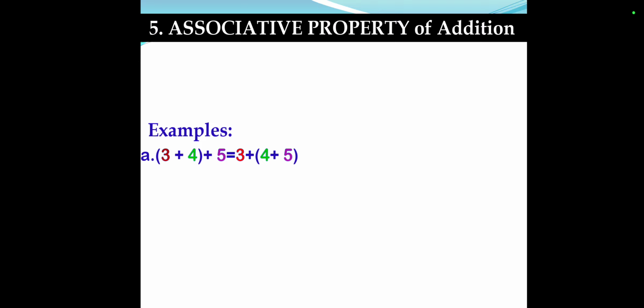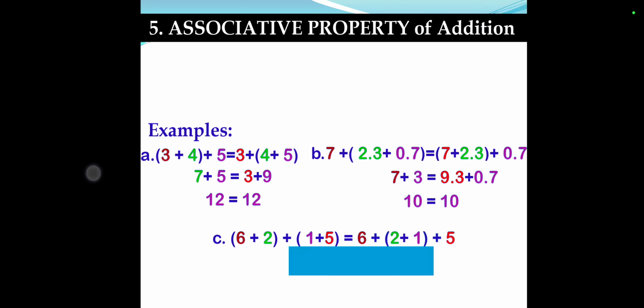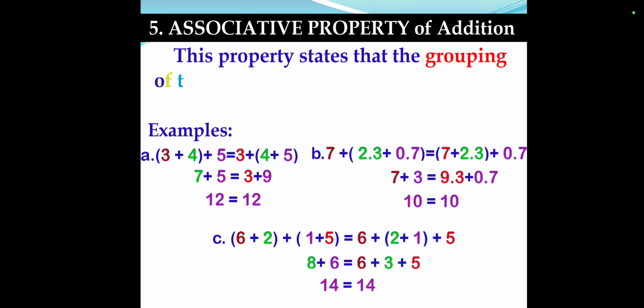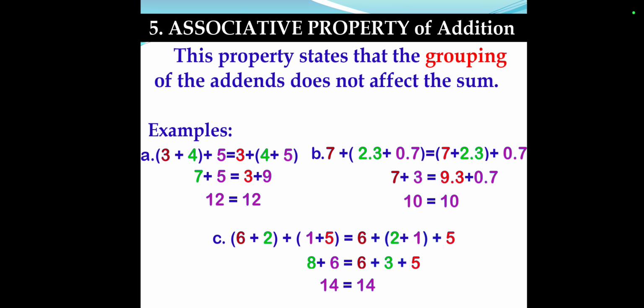So it's (3 + 4) + 5 is equal to 3 + (4 + 5). Even if you change the groupings, what is inside the parentheses, your answer is still the same. And we can verify it from there. Same with letter B and letter C. So the definition of the associative property is that the grouping of the addends does not affect the sum.